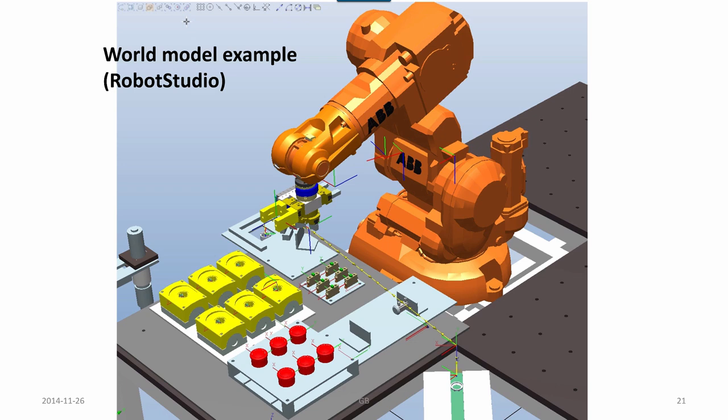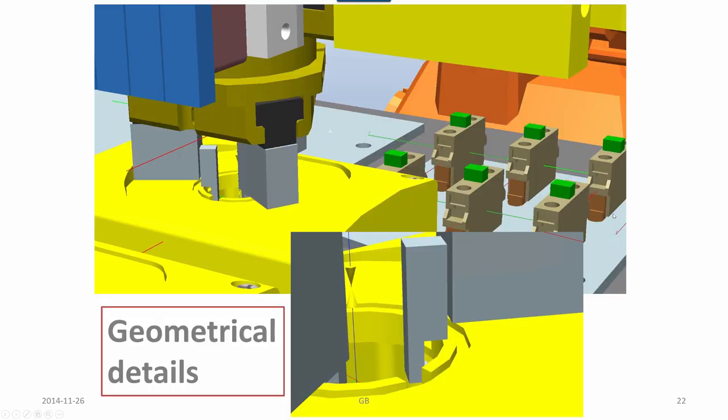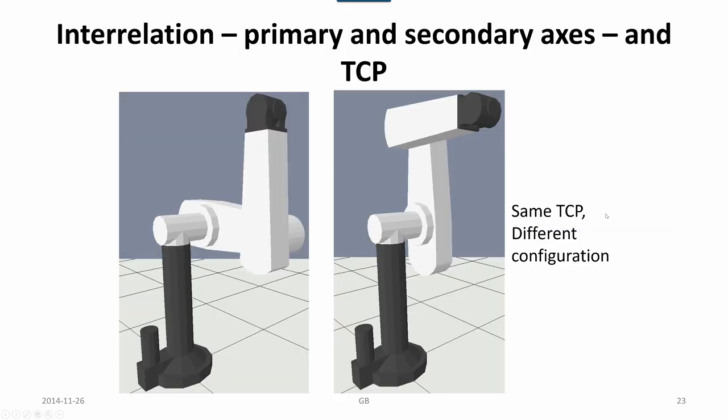So, examples of how it could look. This is an example from Robot Studio, with geometrical features and more in a close-up view for an assembly task. There are some specifics related to robotics also that one has to consider. I will go through that later on.